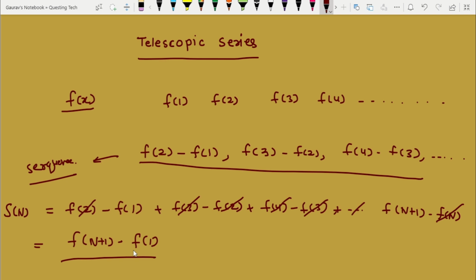So here I am going to take an MIT integration B finals problem. So let us see how we apply this telescopic series in that question.